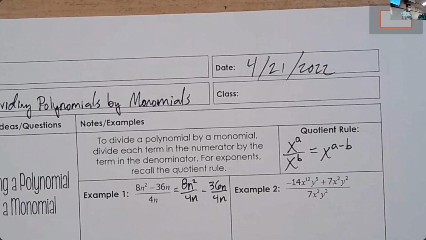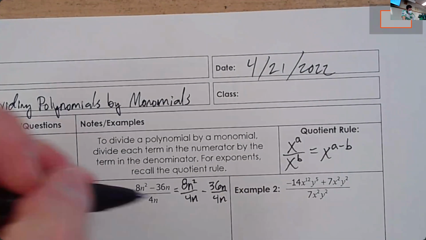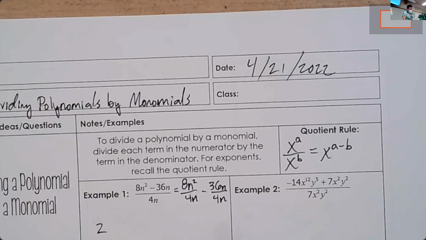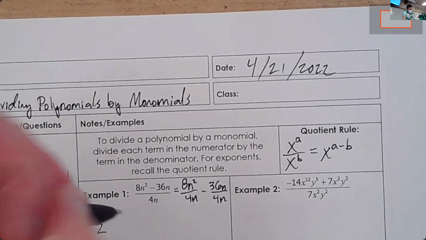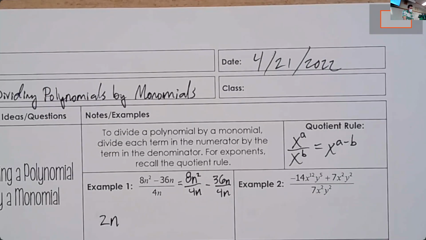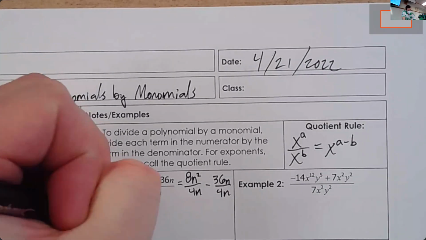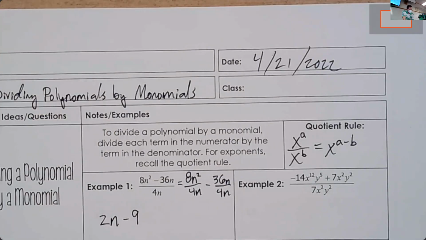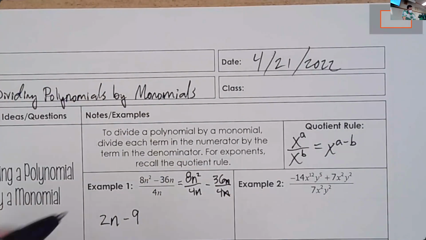But if you do it this way, 8 divided by 4 gives you 2. And then n squared divided by n is just subtract the exponents, leaving you with n. 2 minus 1 is 1, so that would be n to the first power, or just n. And then negative 36 divided by 4 is negative 9, so minus 9. And the n divided by n, those would cancel each other out. So the answer is 2n minus 9.